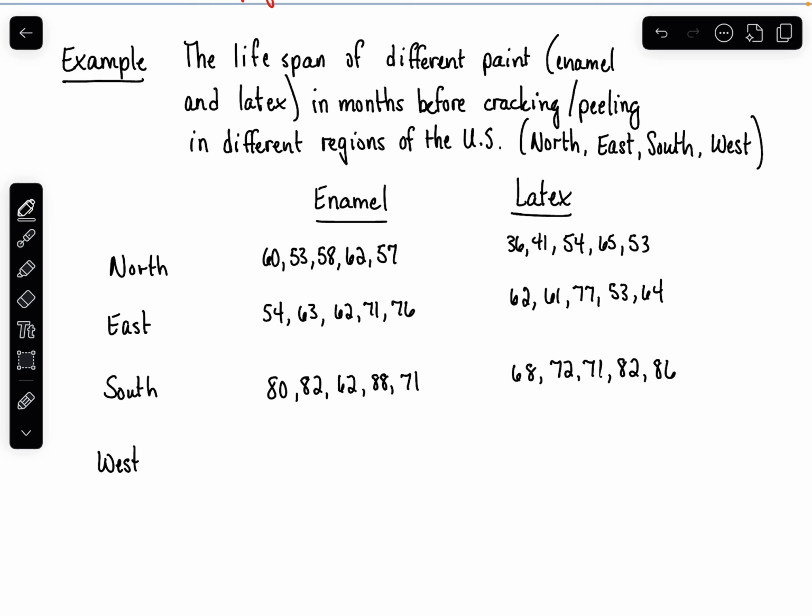In the west, the enamel paint lasted for 62 months, 76, 55, 48, and 61 months, where the latex paint lasted for 63, 65, 72, 71, and 63 months.